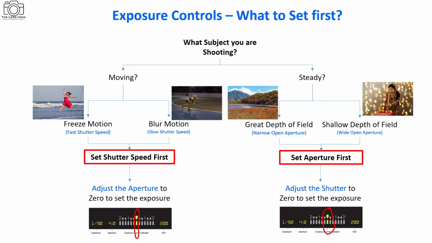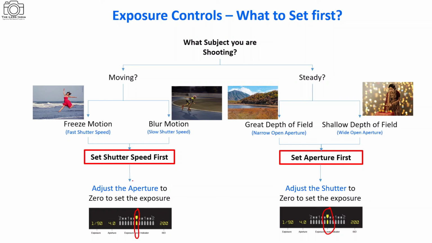So this is how we can decide what needs to be set first and what needs to be set second. If you remember the camera modes which I explained in my earlier video, we have 4 creative modes: the program mode, then TV mode, that is the time value mode, or the shutter priority mode, or A mode, that is the aperture priority mode, or AV mode, which is also called aperture value mode, and the manual mode. So the same concept goes with the TV mode.